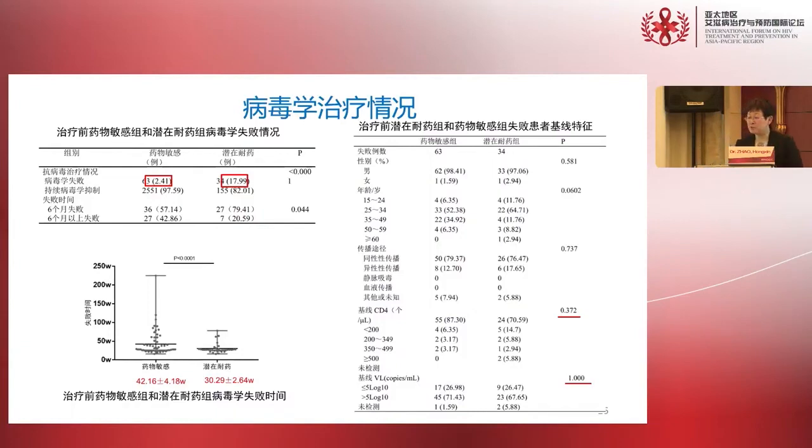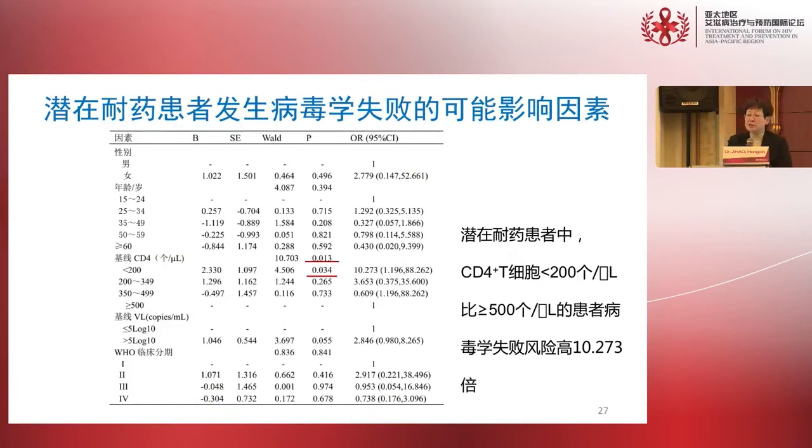So that means for the patients carrying potential resistant mutations, there is a high rate of failure, and also the time to failure is shorter than the patients without any potential resistant mutations. You can see this is the comparison between the two groups, sensitive and potential resistance. They have very balanced baseline characteristics. The only difference is the potential resistance or not. So that is the most important factor leading to the virologic failure.